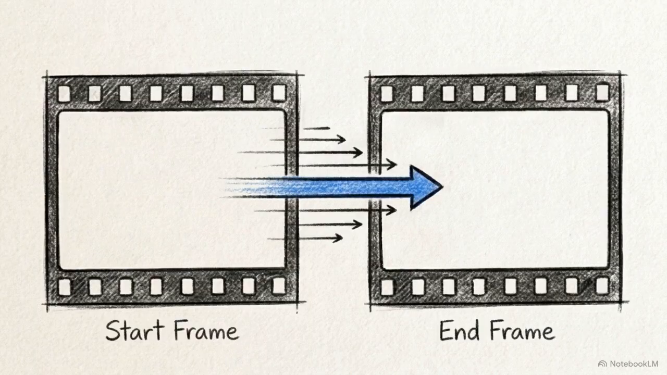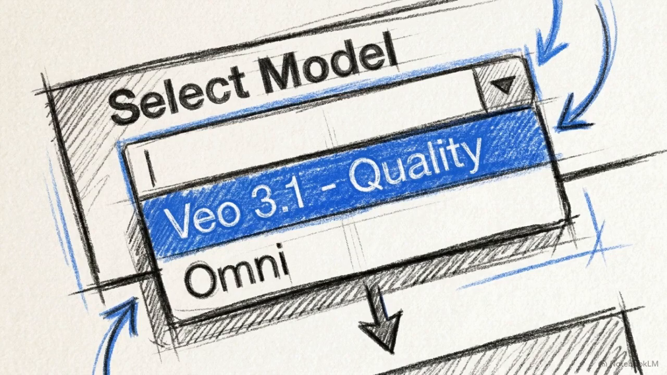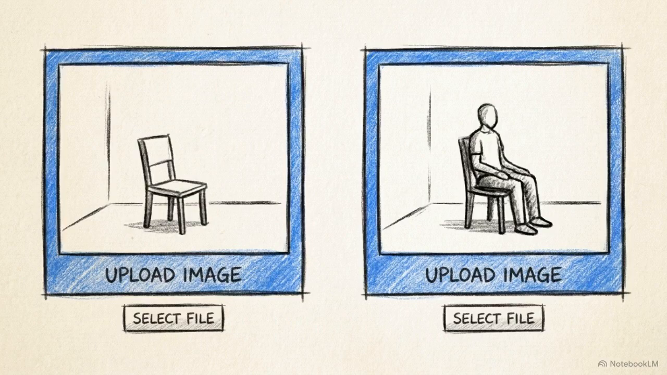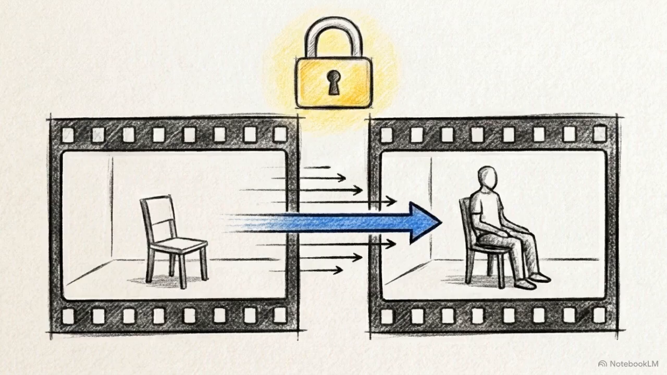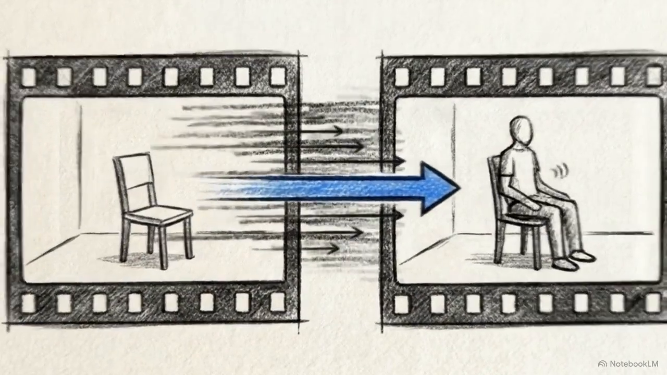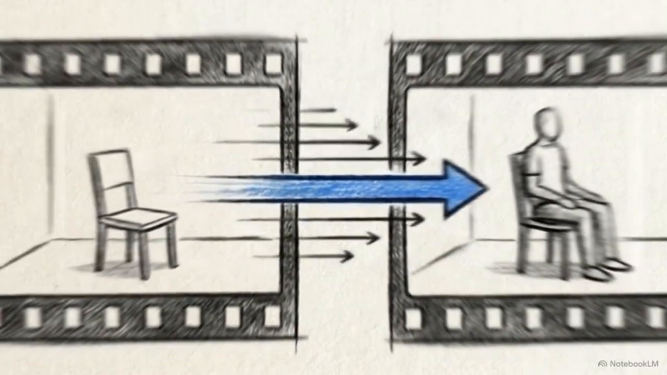To lock down your pacing, you need precise control over where a shot begins and ends. First, click the model selector in the prompt box and switch it from Omni to VO 3.1-Quality. The standard Omni model does not support end frames. Now you can upload a distinct starting image and a distinct ending image. By defining these two specific boundaries, like an empty chair, and then you sitting in that exact chair, you restrict the AI's generation path. It has to calculate a bridge connecting those two exact visual states.